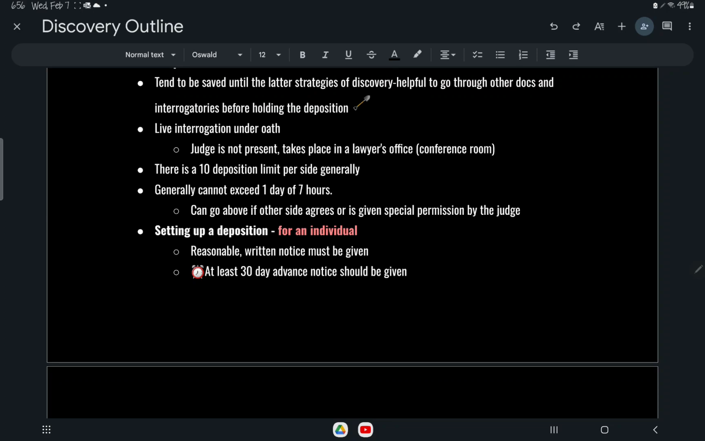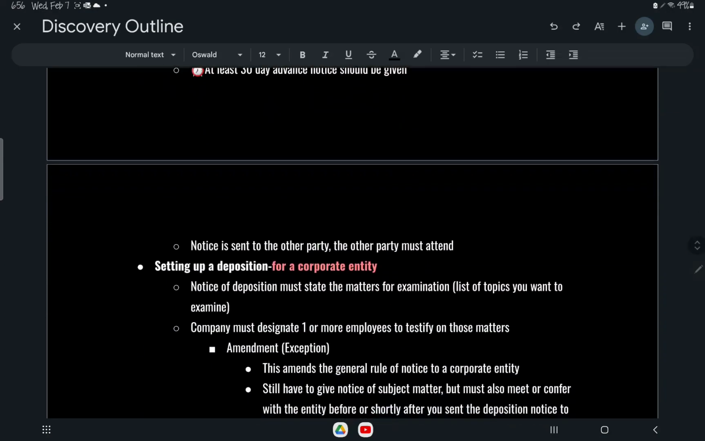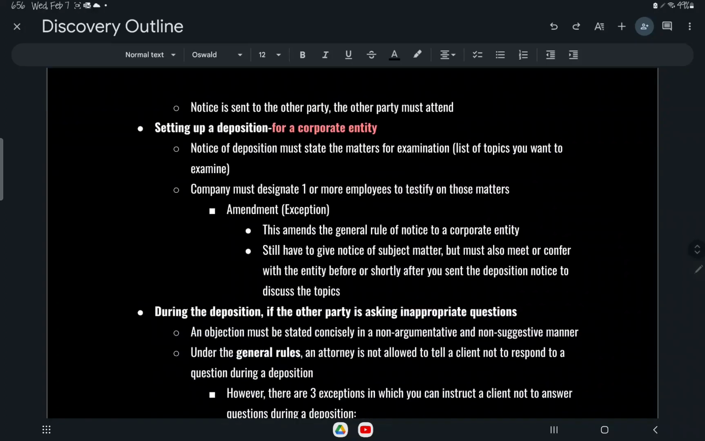It can go above if the other side agrees or is given special permission by the judge. Setting up a deposition for an individual. Reasonable written notice must be given. At least 30-day advance notice should be given. Notice is sent to the other party. The other party must attend.